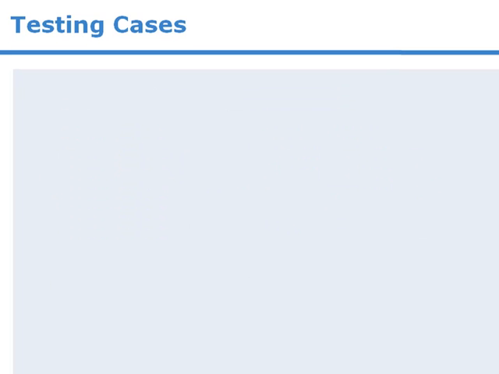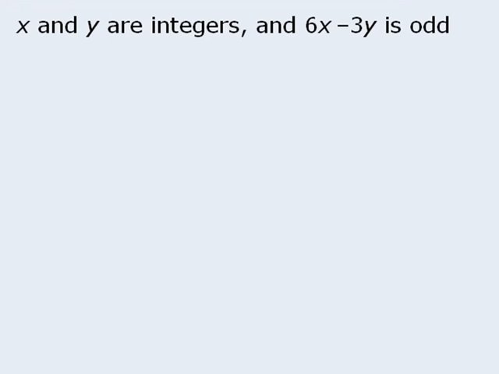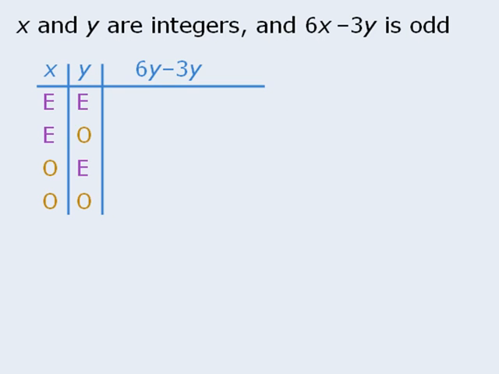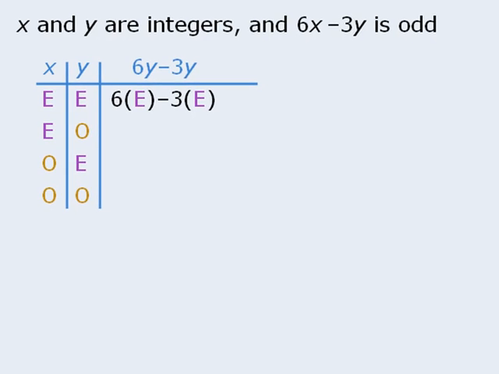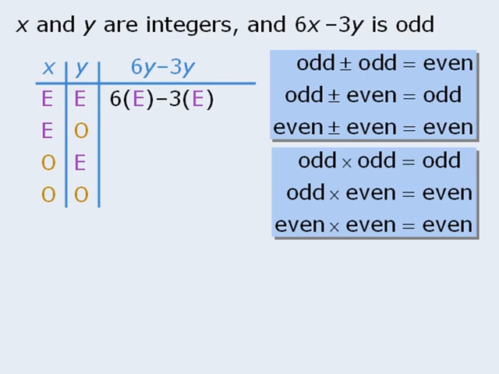Okay, let's try another one. Let's say that we're told that 6x minus 3y evaluates to be an odd number. If this is true, what conclusions can we draw about x and y? Well, we'll use the same strategy to examine the four possible cases. So for the first case, we'll plug in e's to represent even numbers. Then, by applying our rules, we can see that our expression evaluates to be an even number.